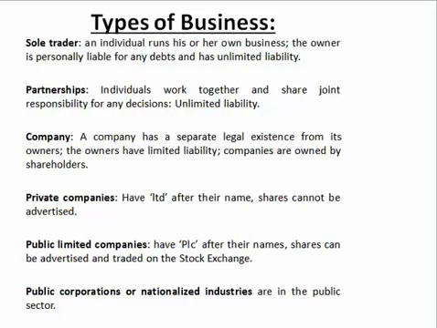Companies are owned by shareholders. Private companies have the letters LTD after their name, limited. Shares cannot be advertised. Public limited companies have PLC after their name. Shares can be advertised and traded on the stock exchange. Public corporations or nationalised industries are in the public sector.